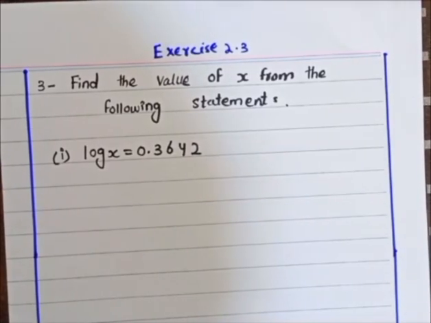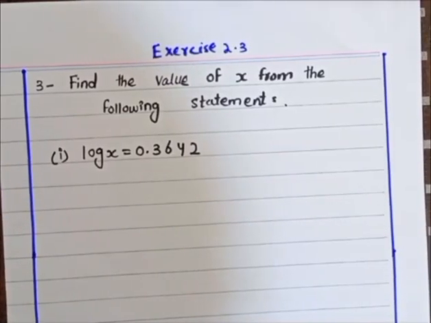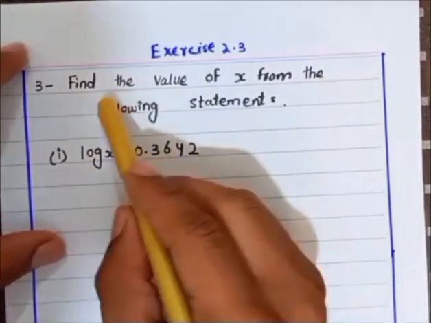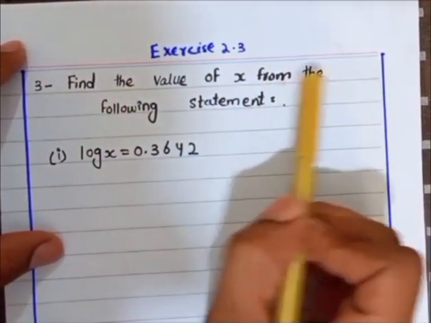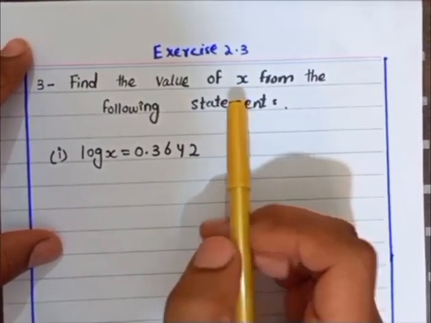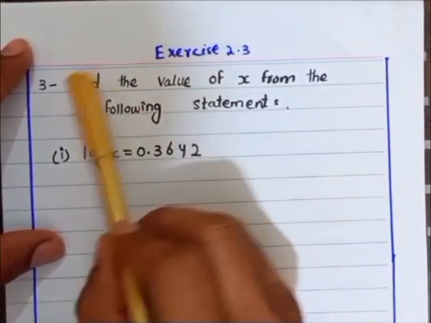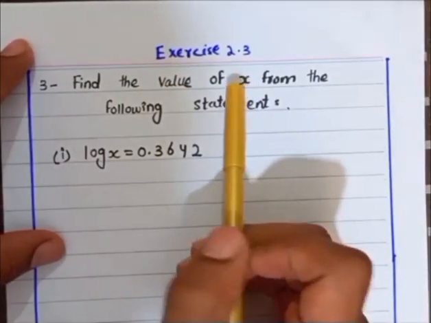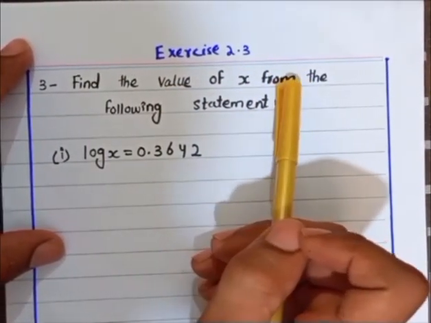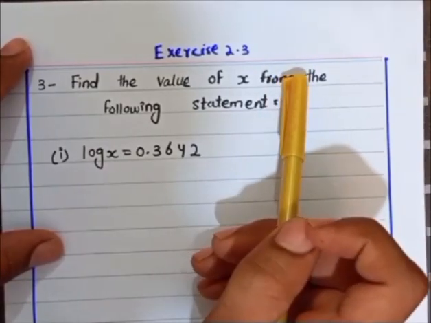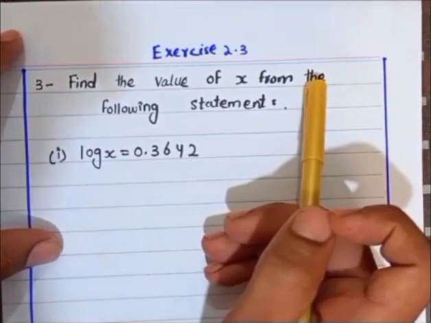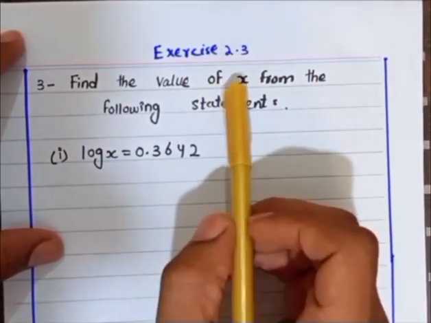So today I am starting question number 3 of exercise 2.3. Question number 3 is: find the value of x from the following statement. In question number 2, I was supposed to find out the logarithm of the number. So how did I find the logarithm? By finding its characteristic and mantissa.